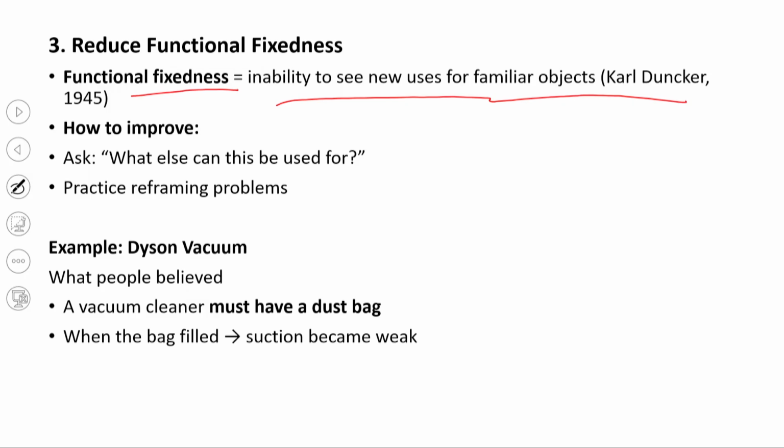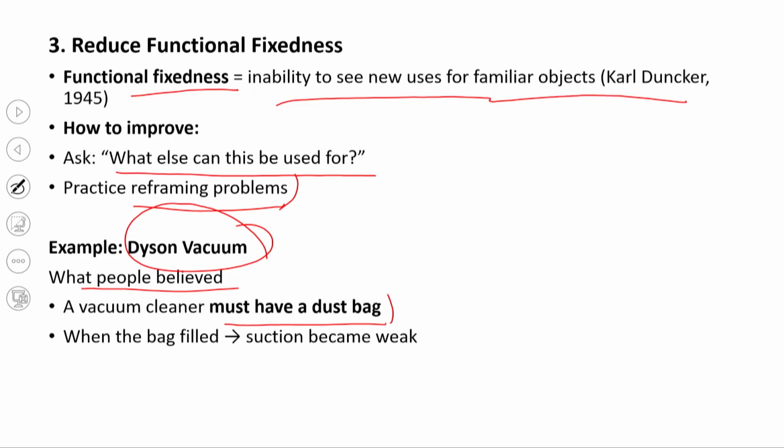So, to go beyond that, you can ask what else can this be used for? Practice reframing problems. One of the very good examples of going beyond functional fixedness to find innovation and creativity is the example of the Dyson vacuum. It is one of the very innovative vacuum models that came up in the market. How did it come up? People generally believed a vacuum cleaner that people generally use must have a dust bag. So, all vacuums have a dust bag. That is the general idea that people have, but when the bag fills with dust, suction becomes weak.